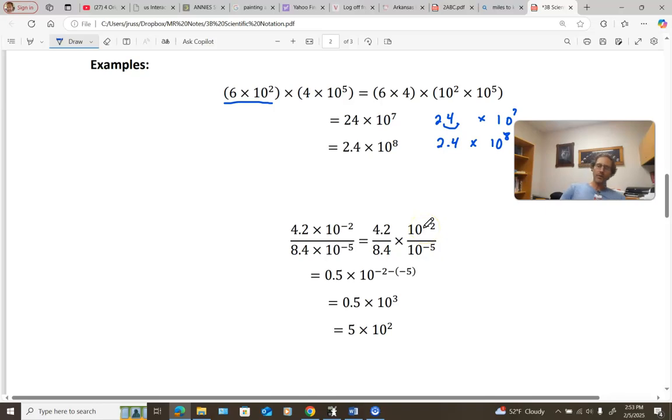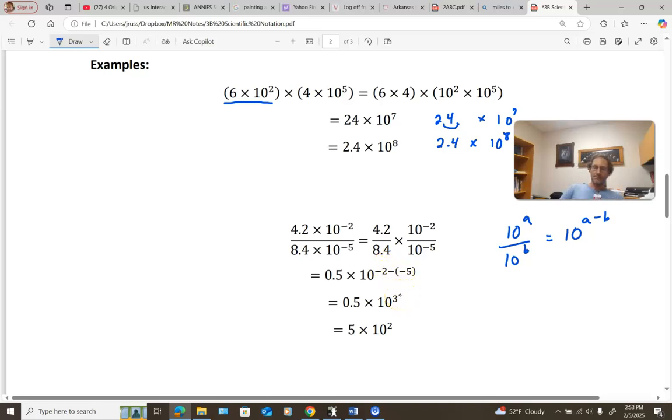And then you've got to remember that when you are dividing powers of 10, you subtract the exponents, okay? So when you multiply powers of 10, you add the exponents. When you divide powers of 10, you're subtracting the exponents. So what they've done here is negative 2 minus negative 5. Remember, these two negatives would turn into a positive. So this would be like positive 5 with negative 2, which is a positive 3.